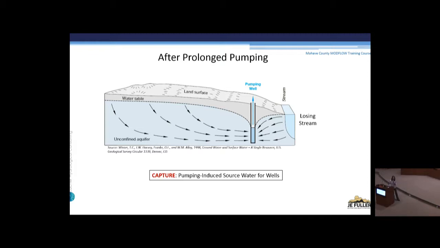So there are many sources of capture, but this is an important concept because really when you pump a well, you can only get water from aquifer storage, that's that water in the space between the grains, or from a source of capture, or both. It has to come from somewhere, and not always one source or the other.